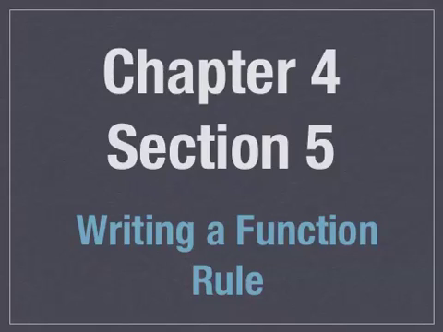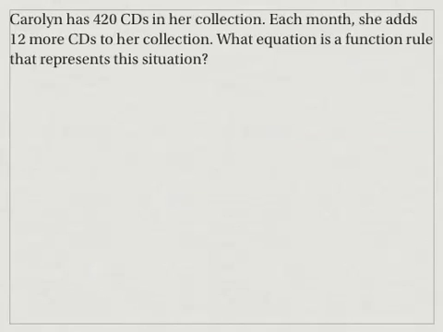Chapter 4, Section 5, Writing a Function Rule. Writing a function rule is going to be pretty much the same thing as writing an equation. So given a word problem or given a statement using words, you are going to write an equation or a function rule using notation. So the first example says Carolyn has 420 CDs in her collection.